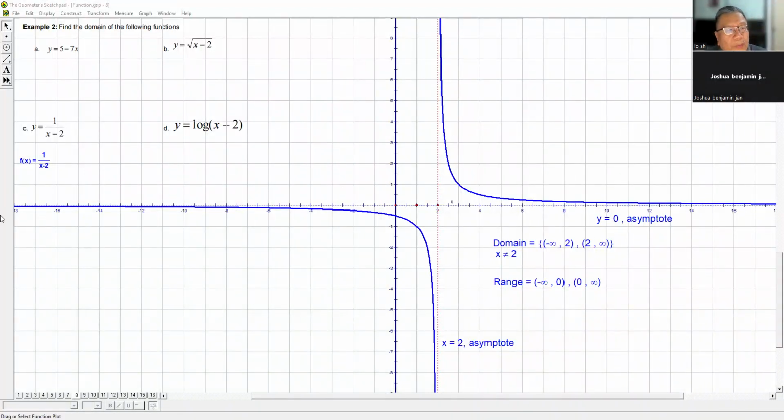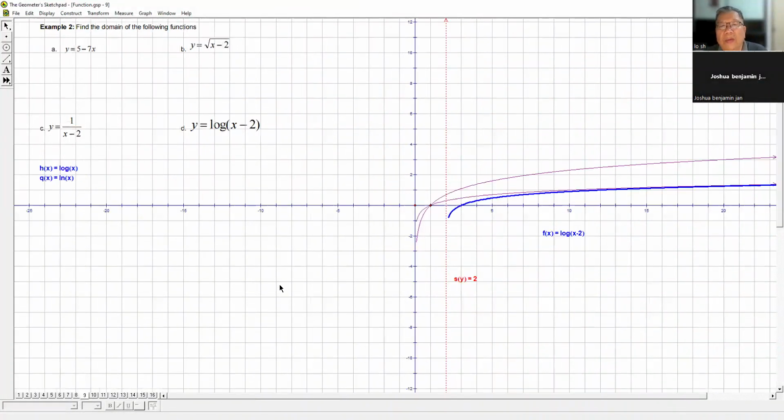You have to break into two parts because there's a line in between. So you skip this value. Now to skip this value, you just put a round bracket there to show that it cannot take the value 2. Well, if you use the square bracket, then the value of 2 will be included. Any question on this? No.